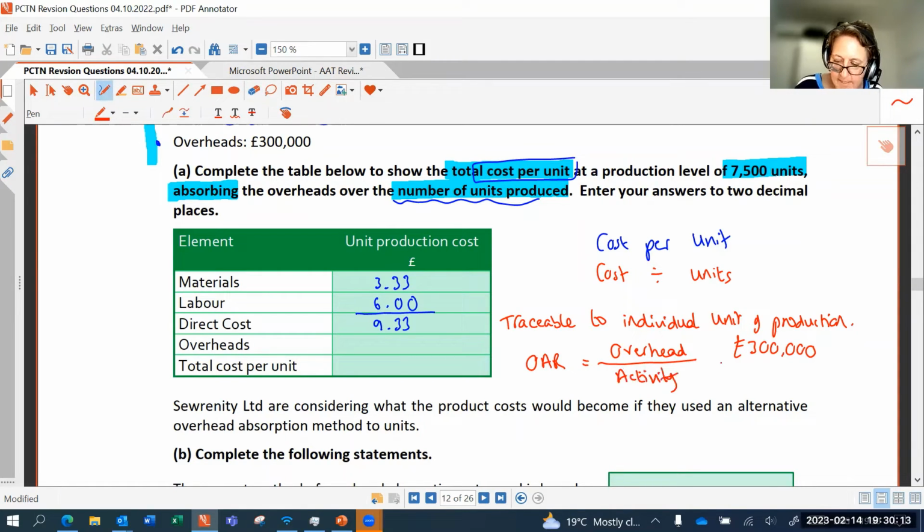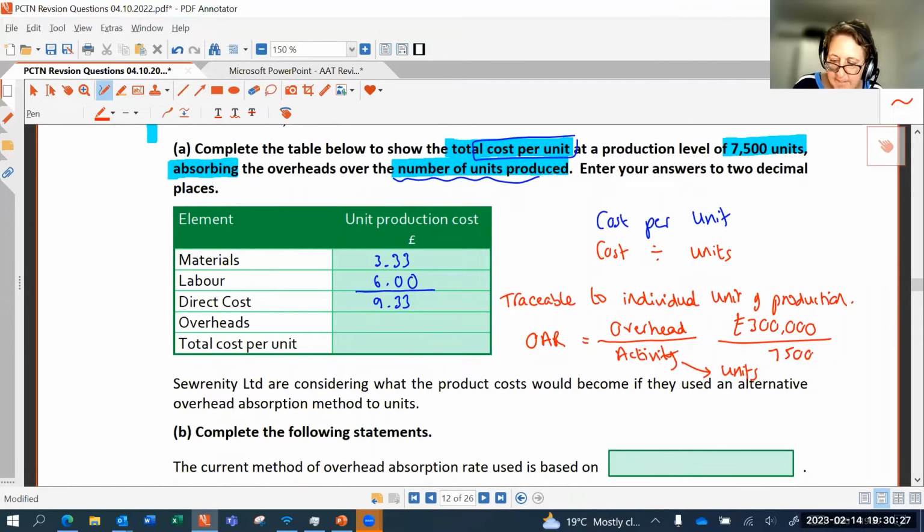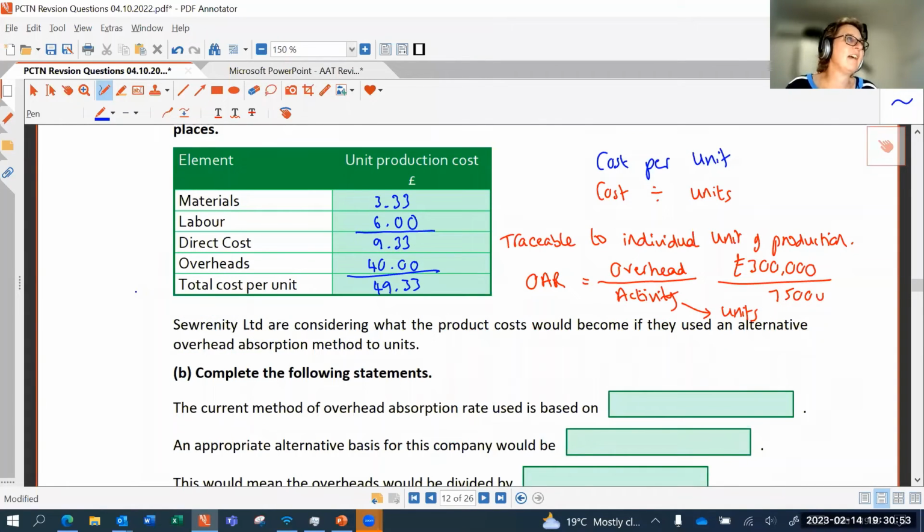It just so happens that the activity in this particular scenario, it told me to use units. So the activity in this case is units. Units is the number of teddy bears I'm making, which, as you know, is 7,500. So I've got £300,000 shared over 7,500 teddy bears. As you correctly said, that would be £40 per teddy bear, bringing me a total cost of manufacture of £49.33. So quite a lot of overhead there. £9.33 of direct costs and another 40 of overheads, so £49.33 altogether.